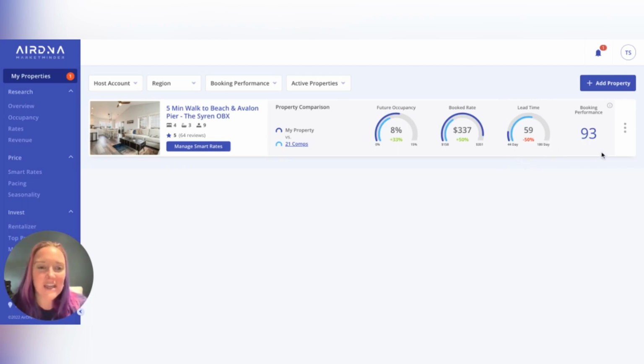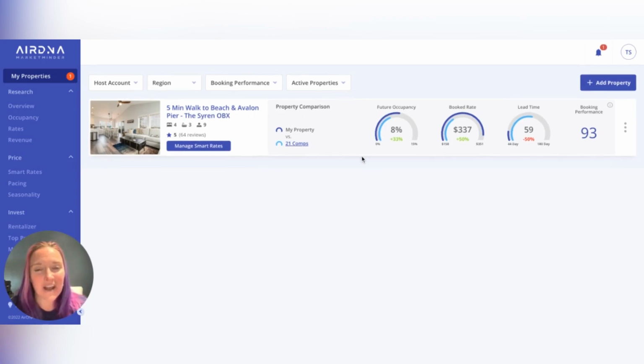And then all of that is taken into a booking performance score, again, compared to the competition you have selected, kind of telling you how you're doing. And this is intended to help you understand your future revenue potential. But again, that's just a quick breakdown of how to read all of these charts.